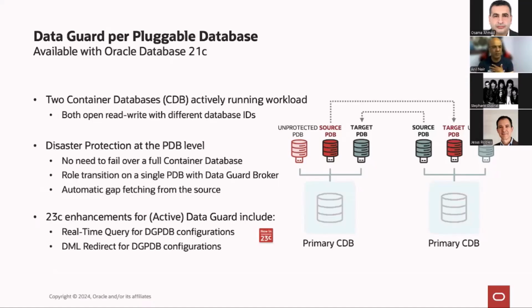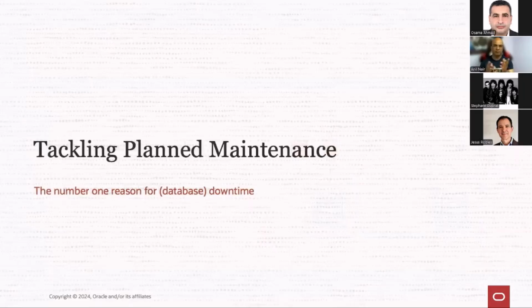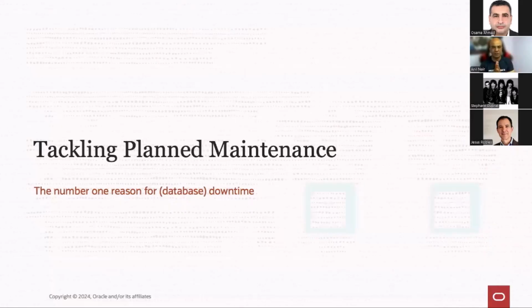With 23C, you have features like real-time query for DGPDB configurations and DML redirect. DML redirect means it doesn't matter where you're connected. If you're inserting into the red PDB and the connection is going to the target PDB, we'll send it back to the source PDB, do the insert, apply the changes, and let the application know that the transaction has been completed.